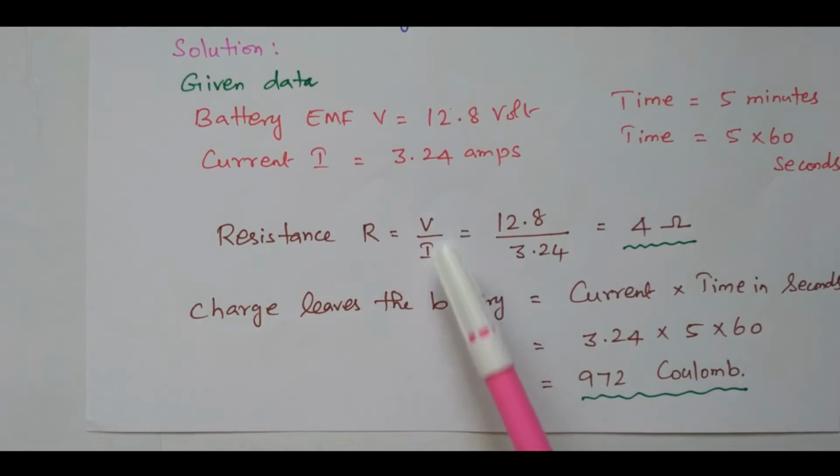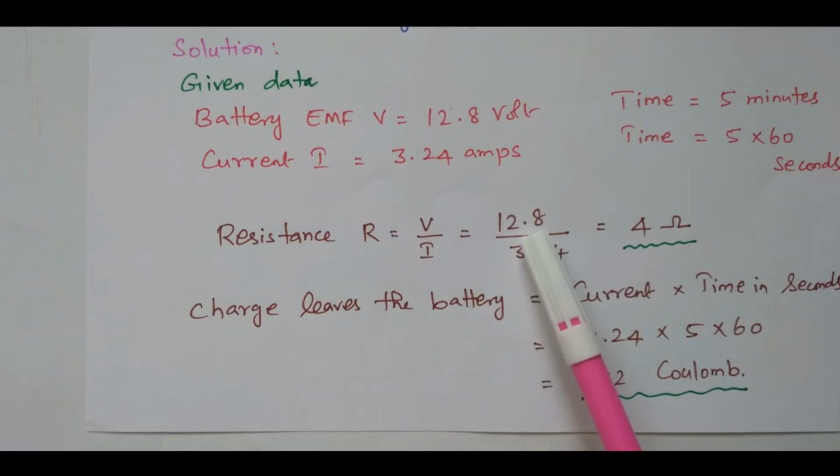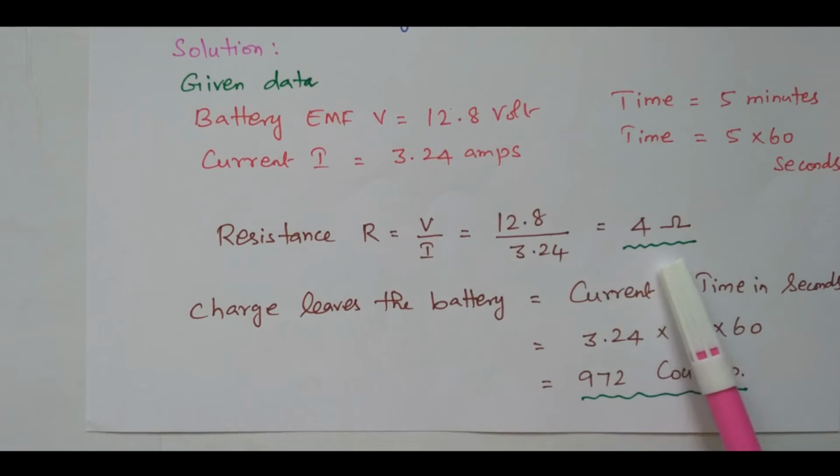R equal to V by I. The formula is there: V equal to IR, from that R equal to V by I. Both are given. Voltage, EMF is given 12.8. Current is given 3.24. So 12.8 by 3.24, what we got? 4 ohm. The resistance of the circuit is 4 ohm.